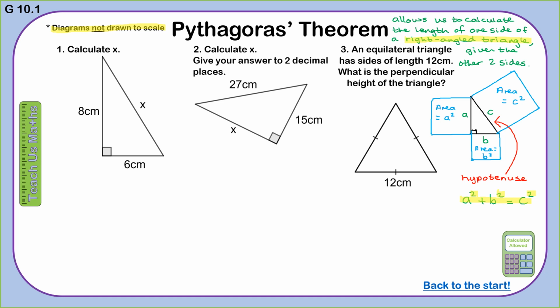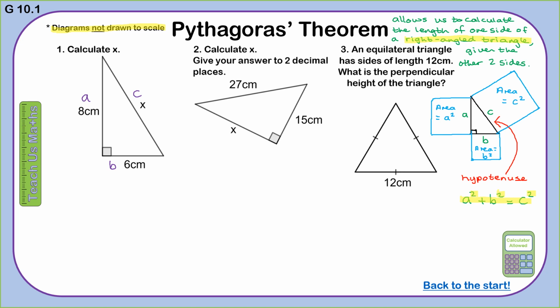We need to start off by labelling the sides of the triangle. Remember that the longest side of the triangle, the hypotenuse, the side that is opposite the right angle, must be labelled C. I would recommend that you label this side first. The other two sides need to be labelled A and B in either order. So I'm going to label the 8 centimetres here as A and the 6 centimetres here as B.